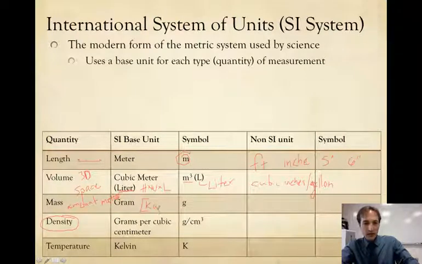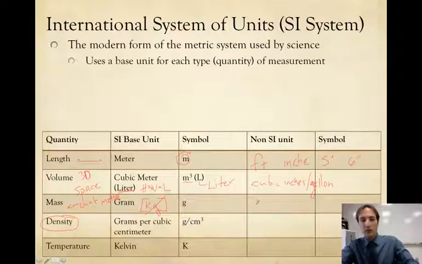Technically, the base unit of mass for the SI system is a kilogram. However, kilograms are really big, and most of our measurements in this class are not going to use kilograms because it's just too big. That's too much material. So we're going to measure things typically in grams. So our base unit will be grams. The symbol we use is a lowercase g.